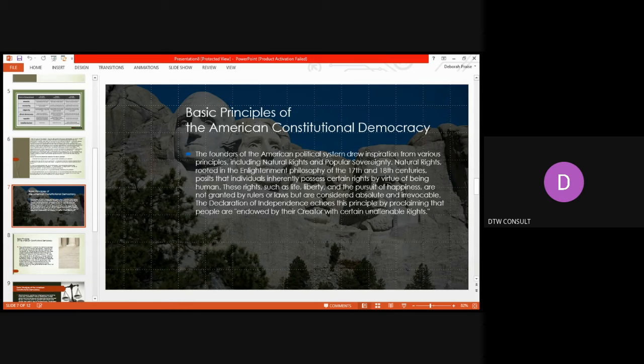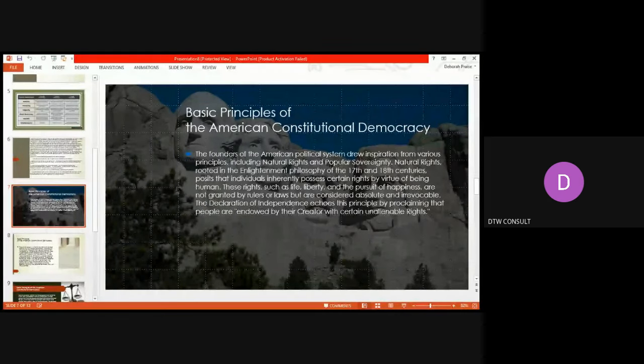Also, the American constitutional democracy has what is called the foundation upon which this democracy is built. That's what we call principle. When we say principle, we are talking about foundations, we're talking about pillars, the first element of anything. In a nutshell, we are exploring today the fundamental elements of the American constitutional democracy.